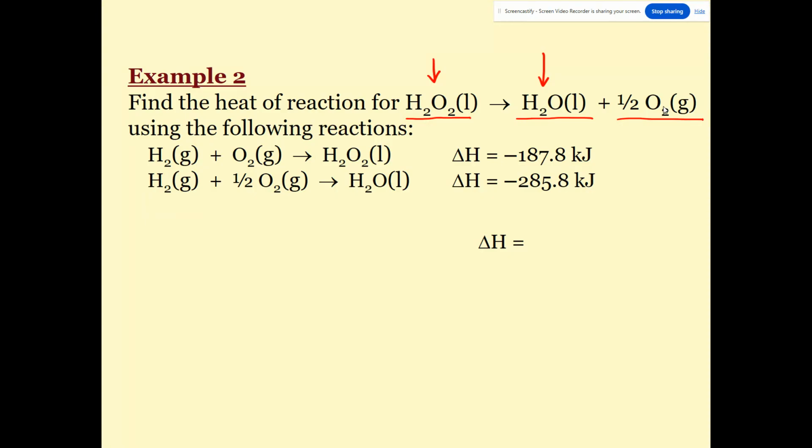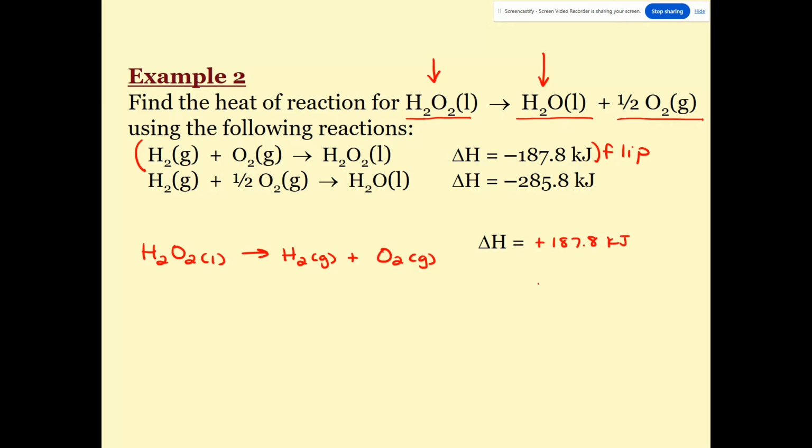Okay? So what that means is I want 1 mole of hydrogen peroxide on the reactant side. This has my 1 mole of hydrogen peroxide, but on the product side. So I need to flip that reaction. So that becomes H2O2 liquid producing H2 gas and O2 gas. And the delta H is now positive 187.8 kilojoules.